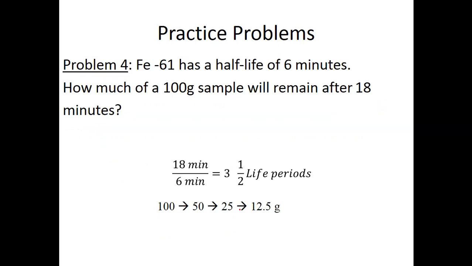Practice problem number 4. We're looking at iron-61. It has a half-life of 6 minutes. How much of a 100-gram sample will remain after 18 minutes? So total time divided by half-life duration gives me 3 half-lives. So I take 100 and divide it by a half, divided by a half, and divided by a half, leaving me with 12.5 grams.